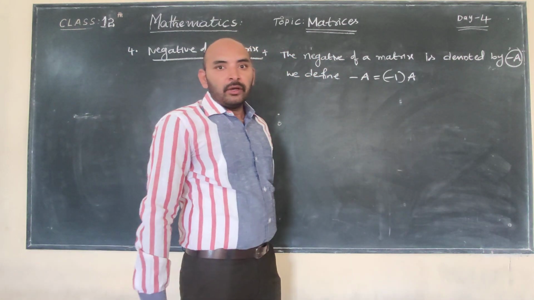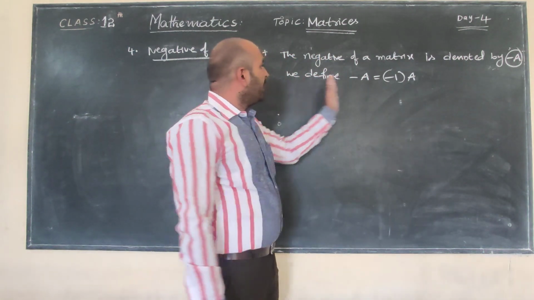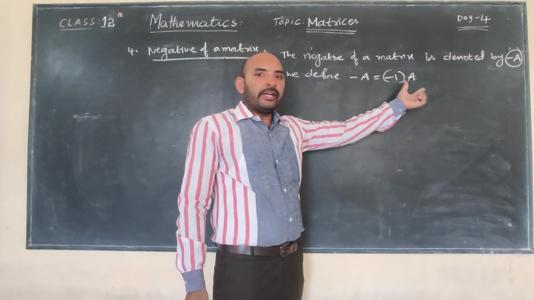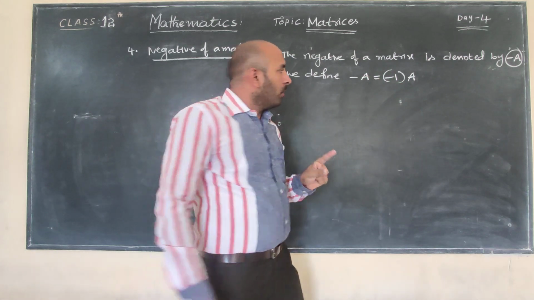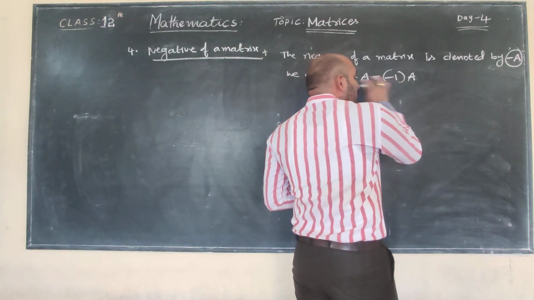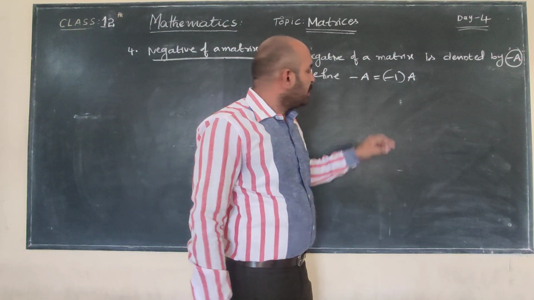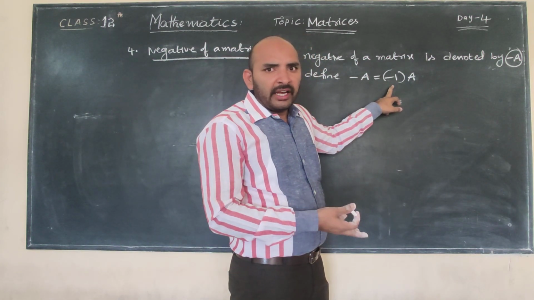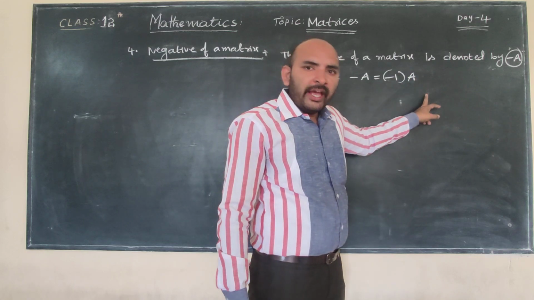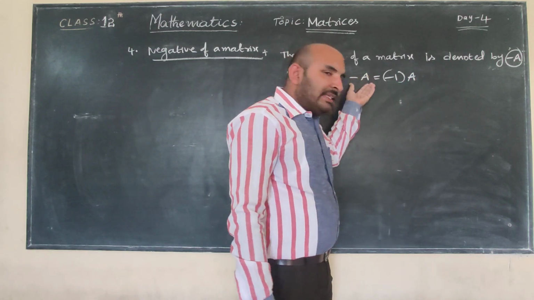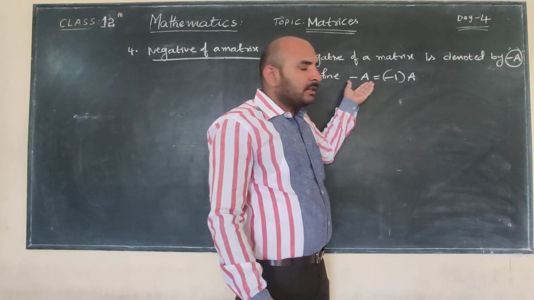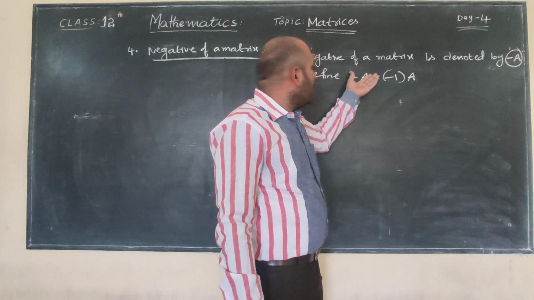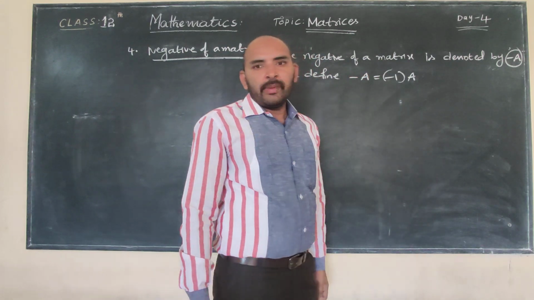Denoted by minus A. What is the meaning of minus A? It is equal to minus 1 into A. Already I told you in the last scalar multiple of a matrix operation. Here minus 1 is nothing but a scalar, a scalar multiple of a given matrix. Minus A is nothing but the negative of a given matrix.